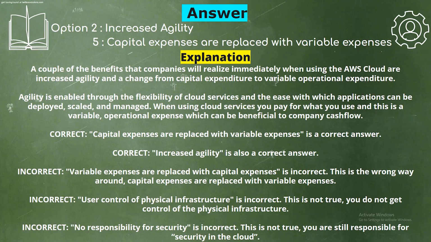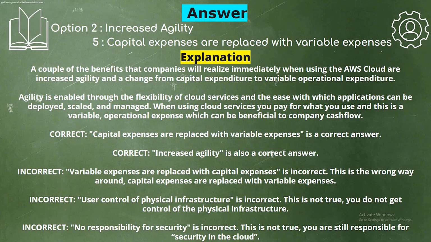Correct. Capital expenses are replaced with variable expenses is a correct answer. Correct. Increased agility is also a correct answer. Incorrect. Variable expenses are replaced with capital expenses is incorrect. This is the wrong way around. Capital expenses are replaced with variable expenses.